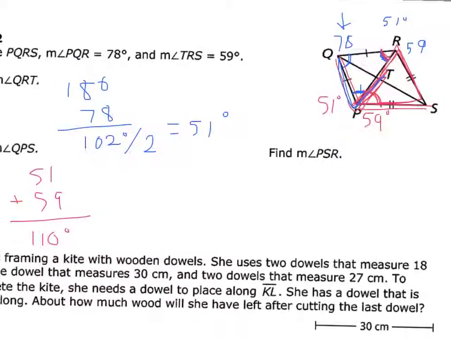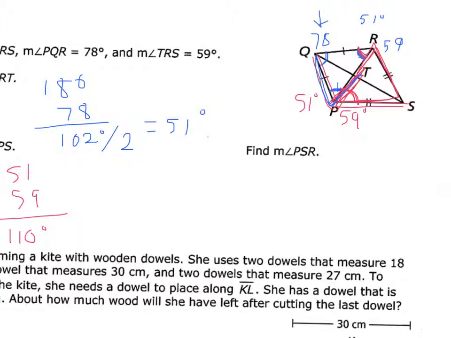Okay, so I'm going to go ahead and let you find PSR. Remember, the two base angles are congruent at 59, so you know that they add up to 180 degrees, so you can go ahead and find that one.